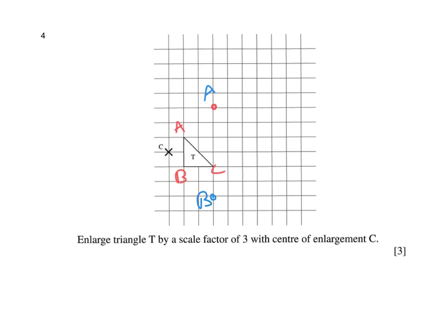And then to corner C, I originally go 1, 2, 3 squares across and 1 down. Multiplying that by 3 means I'm going to go 9 squares across and 3 down. So 1, 2, 3, 4, 5, 6, 7, 8, 9, 1, 2, 3. So that is my new position for corner C. I then connect up my points to form my triangle.